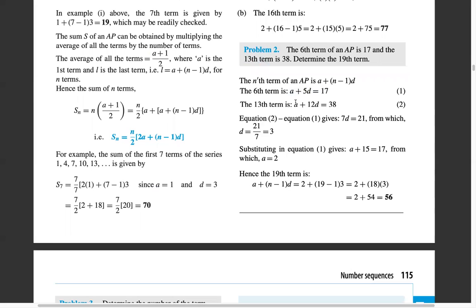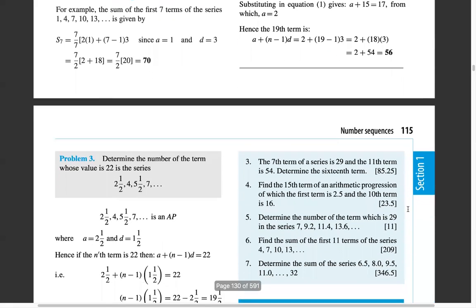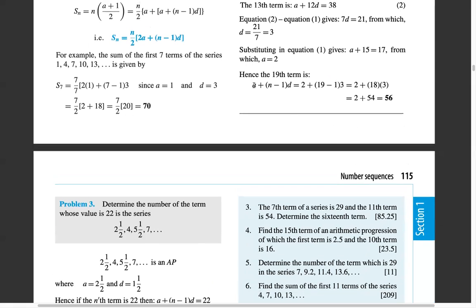Now, this is a pair of simultaneous equations. So again, this is what I tell you, you can't do this topic without your algebra skills being on point. If you don't know how to solve simultaneous equations, you're going to hit a brick wall here. So they just used the elimination method: subtract equation 1 from equation 2. That will eliminate the a. They went through the motions here, and knowing a, they found d. And then they substituted to find the 19th term. That's what this is here.